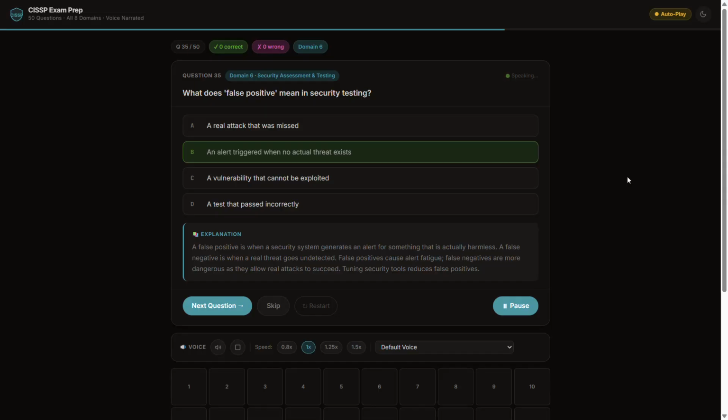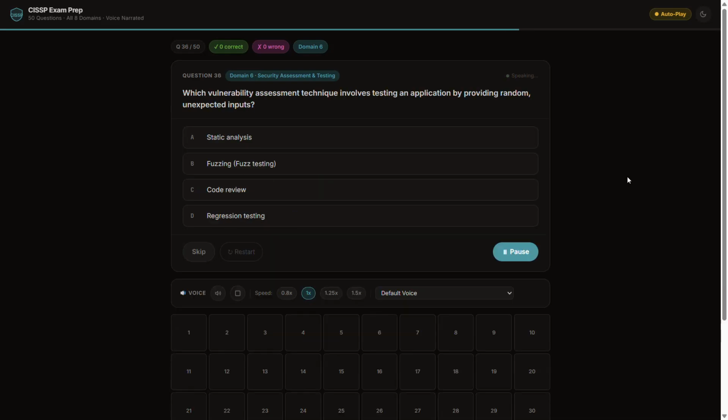Correct answer: B. A false positive is when a security system generates an alert for something that is actually harmless. A false negative is when a real threat goes undetected. False positives cause alert fatigue. False negatives are more dangerous as they allow real attacks to succeed. Tuning security tools reduces false positives.